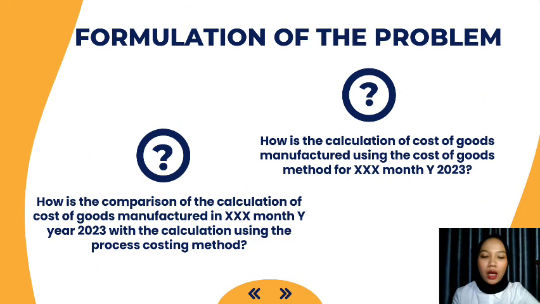From the background that I have explained, the problem formulation of this research is: 1. How is the calculation of cost of goods manufactured using the job order costing method for XXX month 2023? And 2. How is the comparison of the calculation of cost of goods manufactured XXX month 2023 with the calculation using the process costing method?